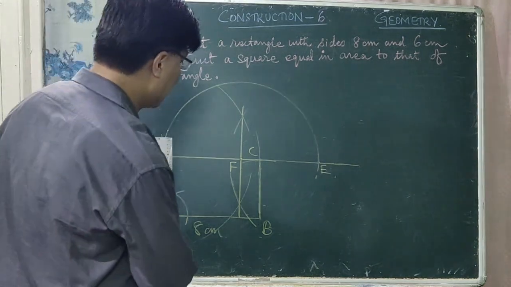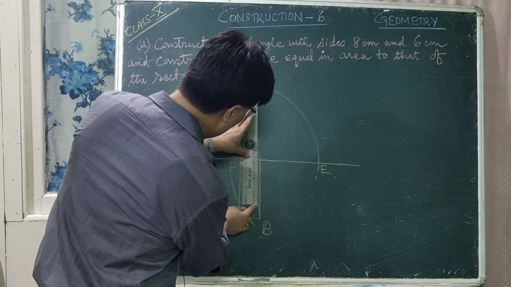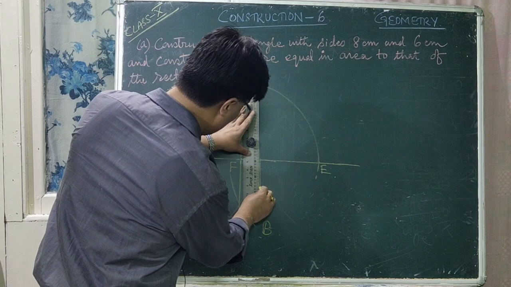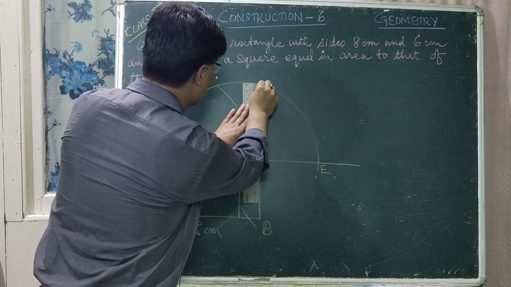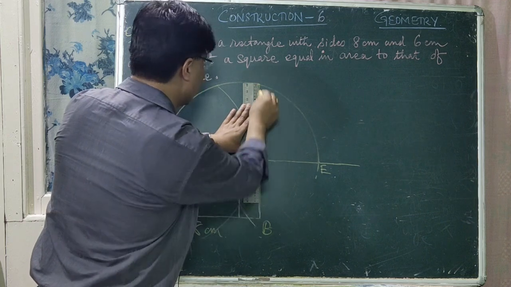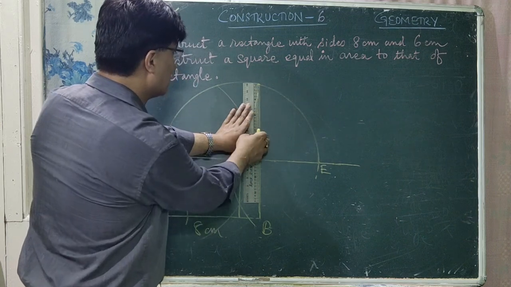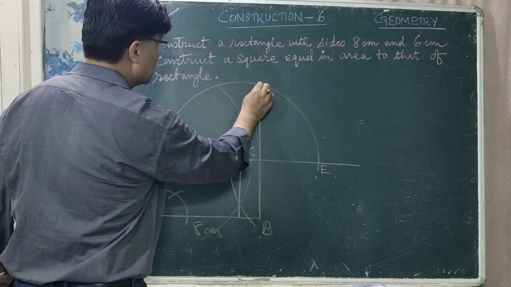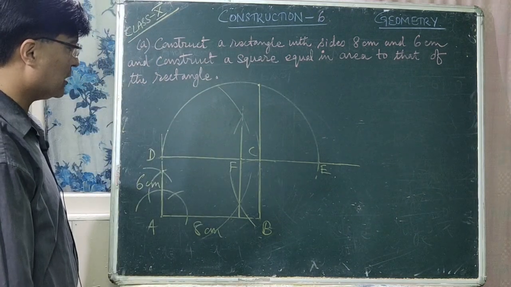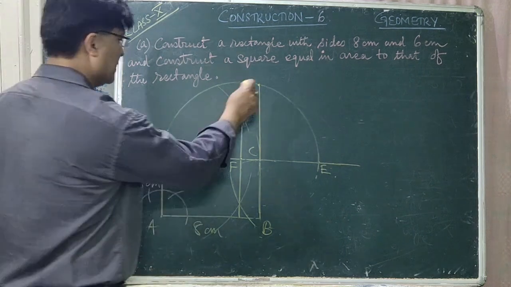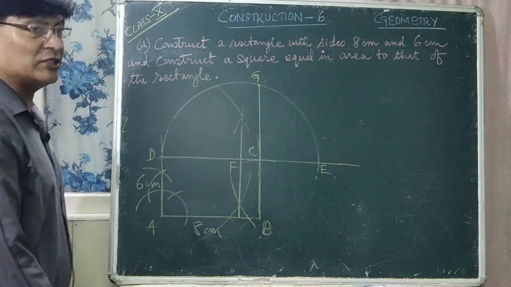Now you extend BC. Now produce this BC so that it will intersect the semicircle at this point. Now produce this BC to intersect the semicircle at which point? Suppose that point is Z. EF, this is Z, right? Suppose this point is Z.